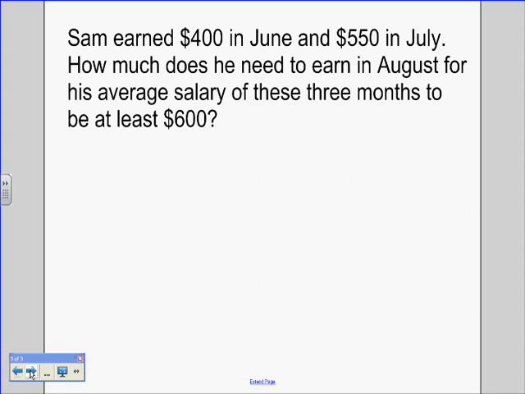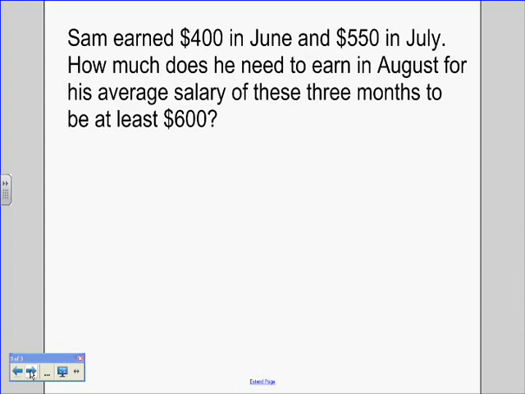Now we're going to try a word problem just to get used to seeing what an inequality looks like and getting used to our process that we had from last assignment online, where we're going through our steps, creating an idea of how we're going to solve it, actually writing down some equations that are going to help us solve this problem, and then verifying that our answer makes sense. So here we've got Sam earned $400 in June and $550 in July. How much more does he need to earn in August for his average salary of these 3 months to be at least $600?